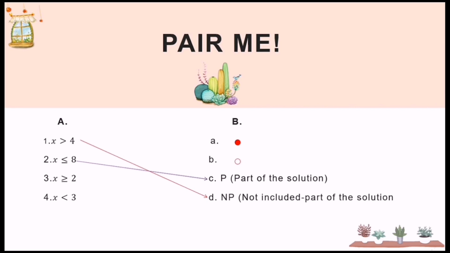Number 3. X is greater than or equal to 2. Time is up. The answer is letter A, shaded circle. Number 4. X is less than 3. Time is up. The answer is letter B, not shaded circle. So are you confused what those answers mean? That will be discussed in our lesson for today.